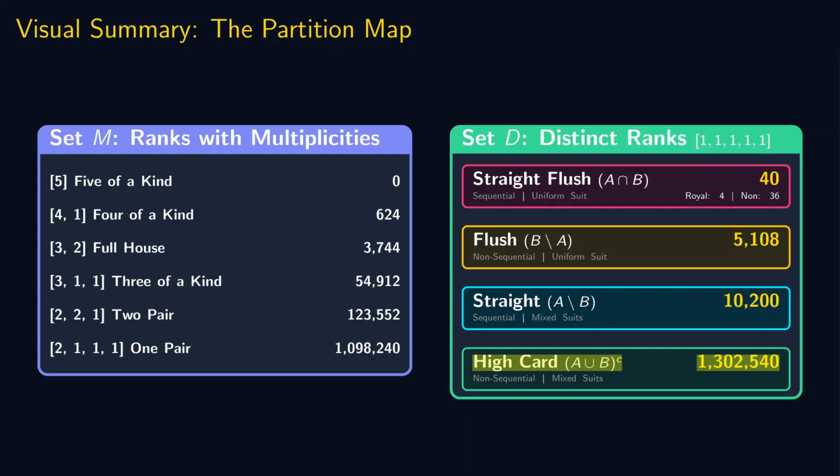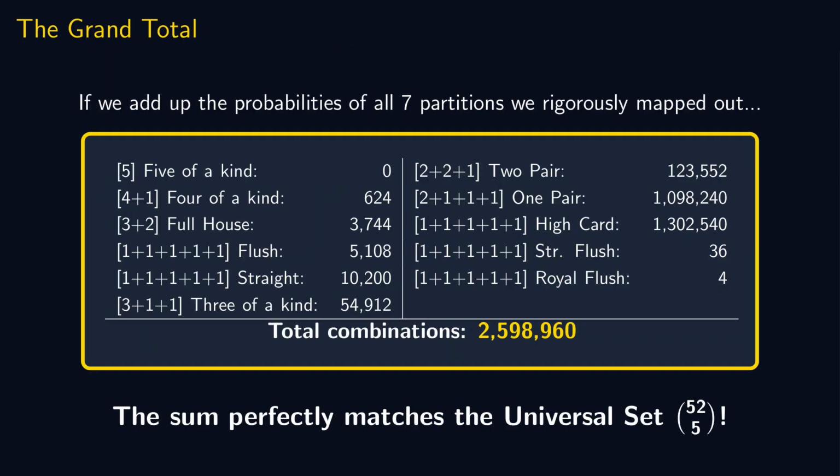And now, the moment everything has been building toward. The grand total. Let us add up every number we have derived, one by one, and see if they sum to exactly 52 choose 5. 5 of a kind contributes 0. 4 of a kind contributes 624. Full house contributes 3,744.